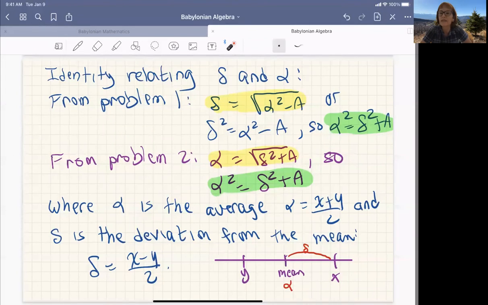And this is just reminding us what the two numbers mean. Alpha is the average or the mean, which is just x plus y over 2. So it's the sum divided by 2. And the deviation from the mean is x minus y over 2. So x is the bigger number. Delta is the distance from x to the mean. It's also the distance from y to the mean. And then the mean is the midpoint of x and y.